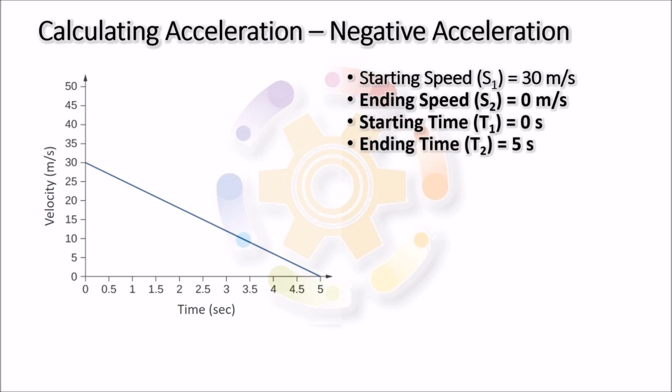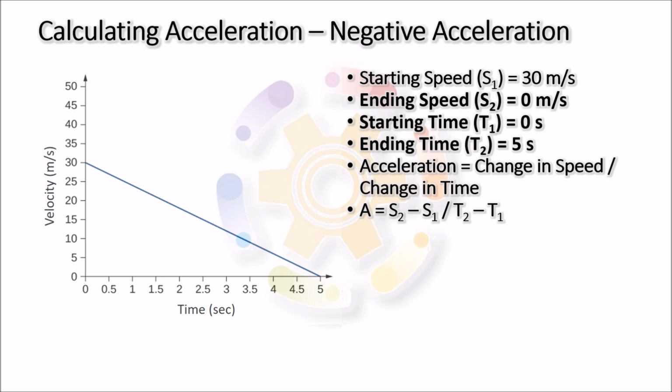Same thing, we're going to look at our starting speed, ending speed, starting time, and ending time. But as you'll notice, our starting speed at 0 seconds is 30 meters per second, and our ending speed is 0 meters per second. So basically, this graph is beginning where an object is already moving at 30 meters per second when we start the time. And then when we end the time, the object has stopped moving, which is why it's at 0 meters per second. Our starting time is 0 seconds, and our ending time is 5 seconds.